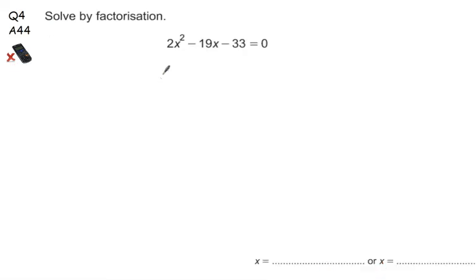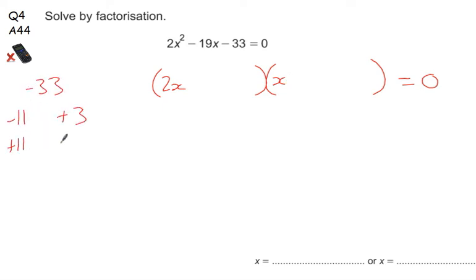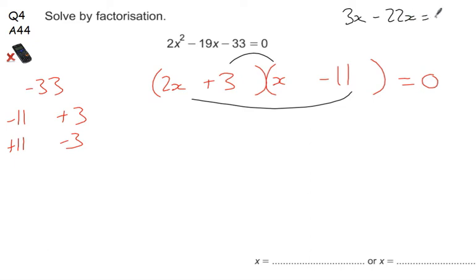Solve by factorization, so double brackets. The factors are minus 33, minus 11, plus 3, plus 11, and minus 3. Whatever you put here is multiplied by 2. So I can see it's going to be minus 11 and plus 3. So I'll tell you where I'm getting that from. If we do that, we get 3x, and we do that, and you get minus 22x, and that is minus 19x, which is what I'm looking for.